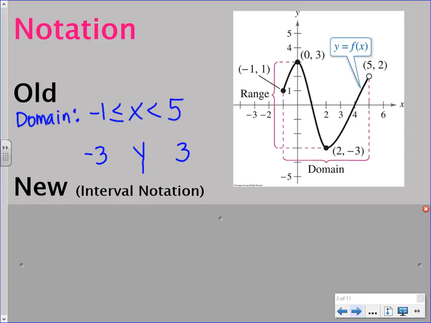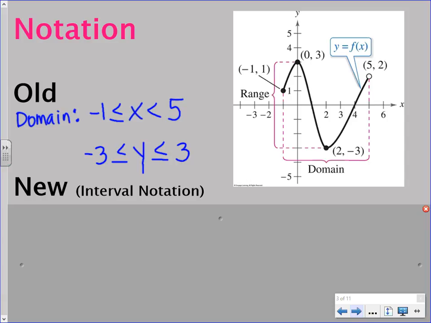Okay? Do we include -3? Yes, because there is a coordinate there. Do we include +3? Yes, because there's a coordinate there. Okay, but it starts at -3, stops at +3. Okay? This is the old notation. You will not write domain and range like this again in this class. Okay? Yay. Right? Okay? We are going to do what's called interval notation.